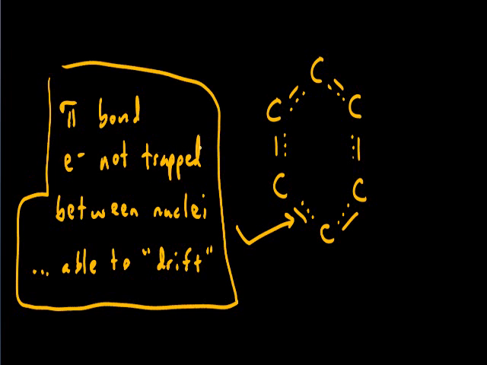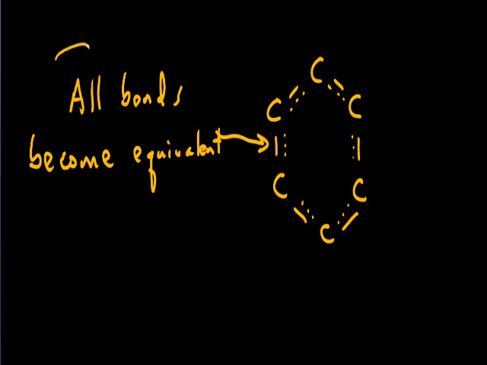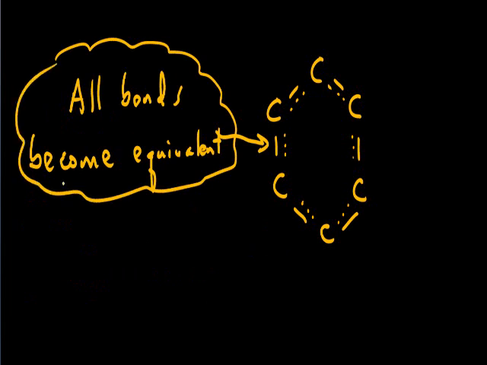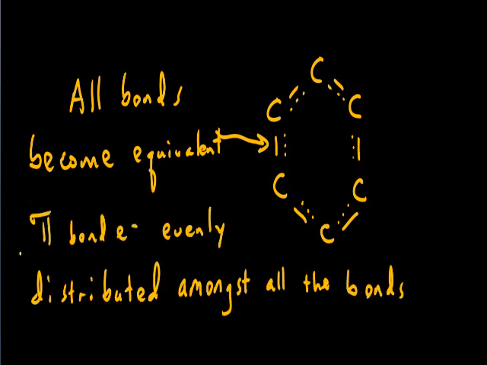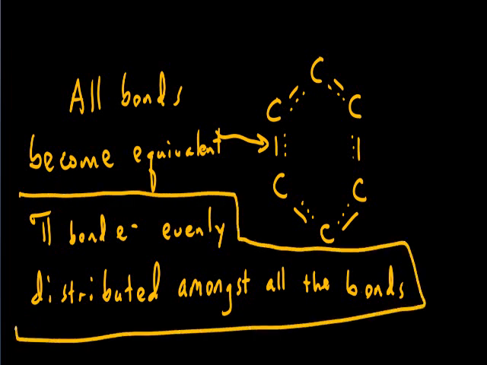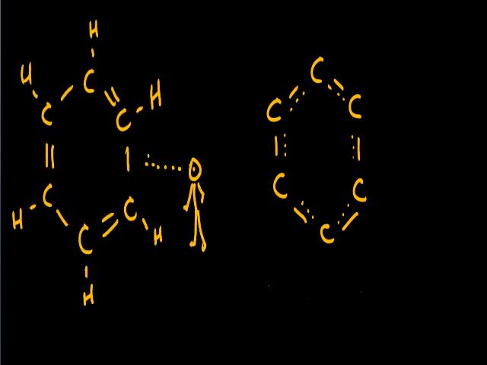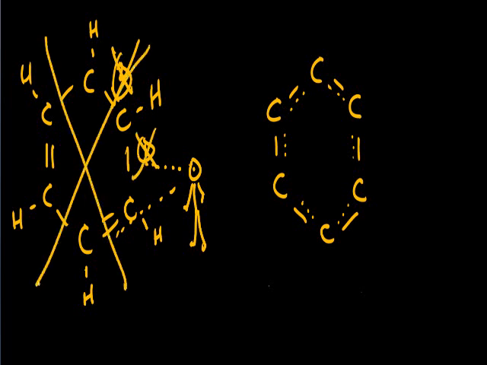The overall effect of the electrons being able to move throughout the benzene ring is that all the bonds in the structure end up becoming equivalent to one another. Because what occurs is that the pi bond electrons end up being evenly distributed amongst all the bonds in the structure. An observer looking at a benzene ring doesn't see any double bonds nor any single bonds in the structure. The structure does not actually show any double or single bonds. So what we represent here is not the actual structure of benzene.